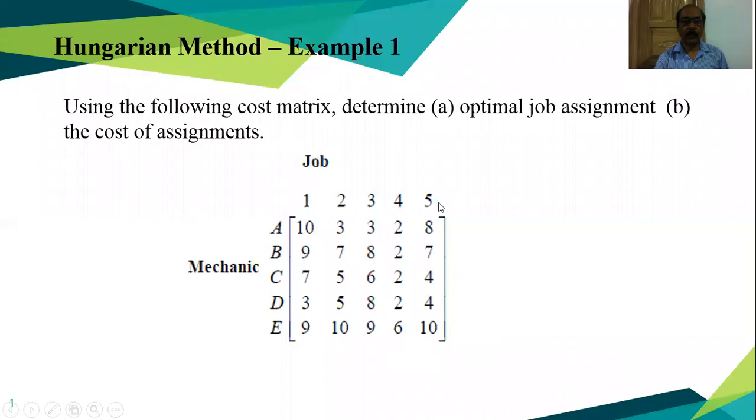So here the cost matrix is given, and these are the machines and these are the jobs. 1, 2, 3, 4, 5 jobs are there, and A, B, C, D, E, that is the 5 machines. So this is n cross n, that is 5 cross 5. A square cost matrix is given. So this is a balanced assignment problem. If we assign the C machine to the job 3, then the cost is 6.